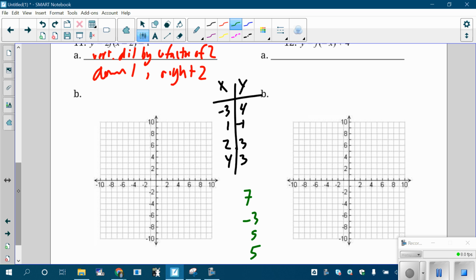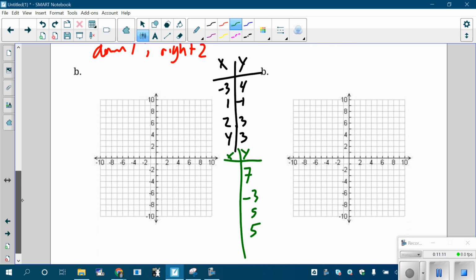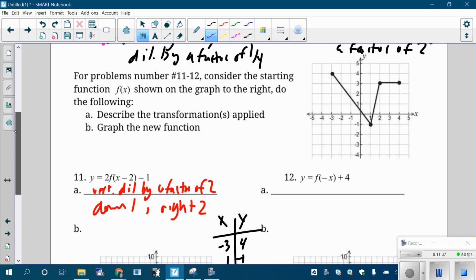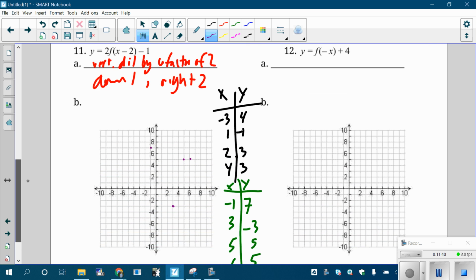Okay, so those are my new y coordinates, and now I'm going to take my x coordinates, and what's going to affect my x coordinates is that horizontal transformation, that right 2. So I'm going to take all my x coordinates and move them right 2. I'm making them 2 bigger, so I'm going to add 2 to them. These new points, negative 1, 7, 3, negative 3, 5, 5, and 6, 5. Those are my new points. That's my new graph.